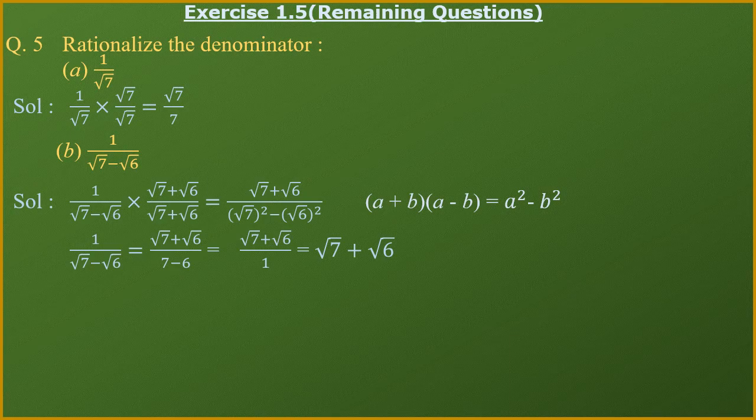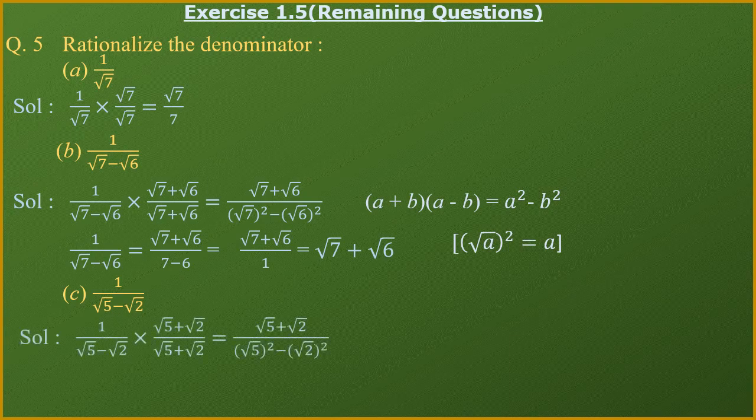Now let us see the next question. Next question is 1 upon root of 5 minus root of 2. Again same way I will multiply and divide by the same term, but here a minus sign is given between them, so I will take it as a plus sign. Same way the numerator will be same, but in the denominator, you observe I applied the formula. First denominator is in the form of a minus b and second denominator is in the form of a plus b. So the formula is a square minus b square.